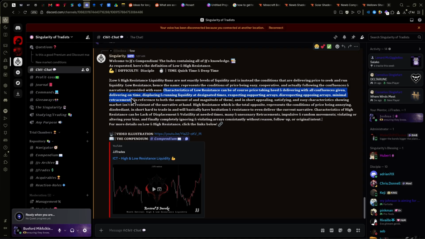It's just going in the direction that it needs to go in. It might manipulate within the first 30 minutes, do whatever it has to do, consolidate in the first 30 minutes. But after it does that, it's ready to deliver, barely any retracements, and it's offering you that displacement and that beautiful delivery. That is low resistance. And then I also say, in short, appealing, satisfying, and easy characteristics showing the market isn't so resistant of the narrative at hand. Basically saying price does not want to be annoying and it actually wants to deliver. Simple as that, in which high resistance is the total opposite, you get the point.